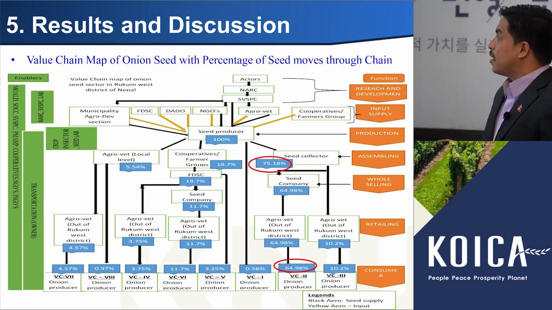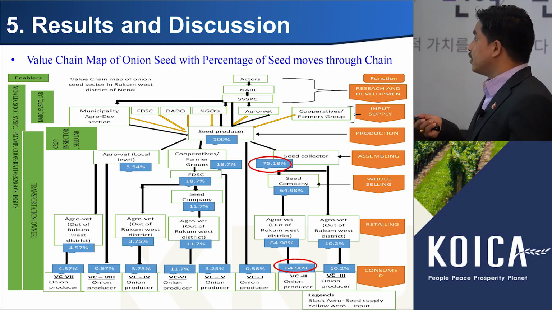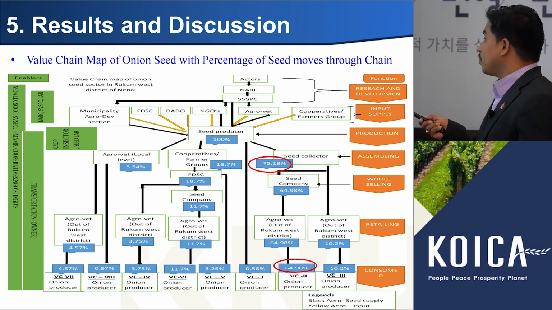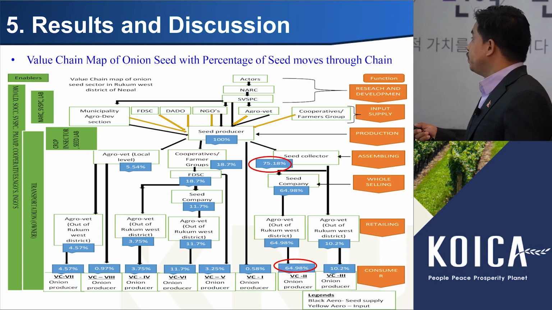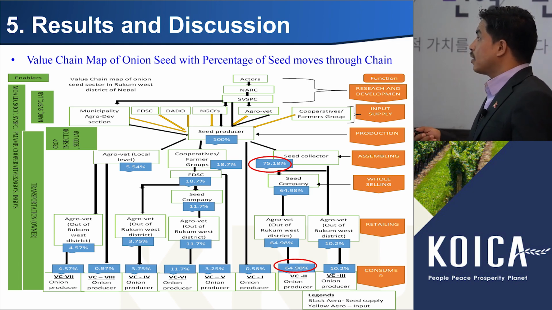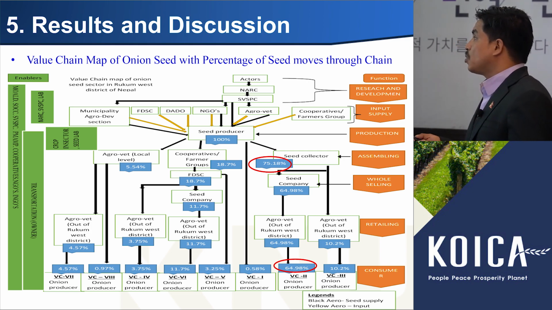These are the 8 types of value chain, chain actors and chain levels found in this study area. This is the value chain map of the onion seed sector. I would like to briefly discuss it here. Here we can see the functions, actors and enablers. The research and development function was done in NARC, Nepal Agricultural Research Council, and the Subtropical Vegetable Seed Production Center of Rukum, involved in the research and development part.